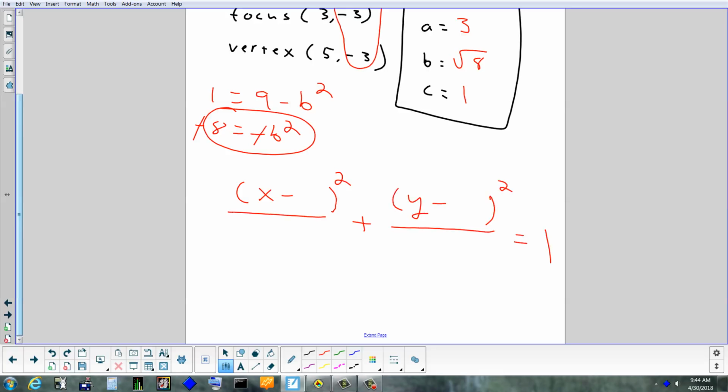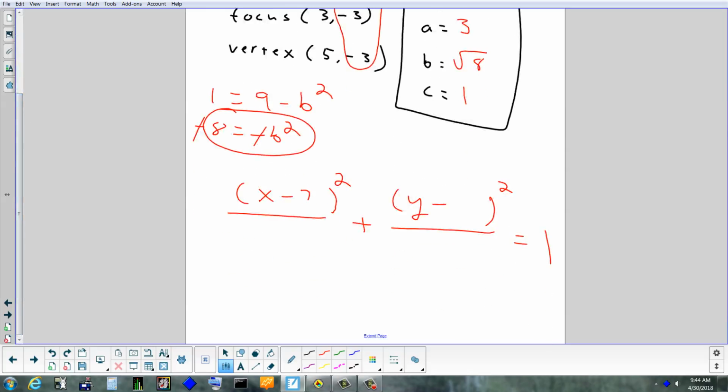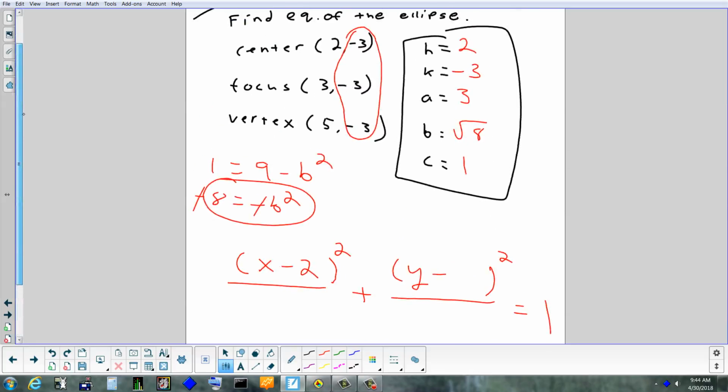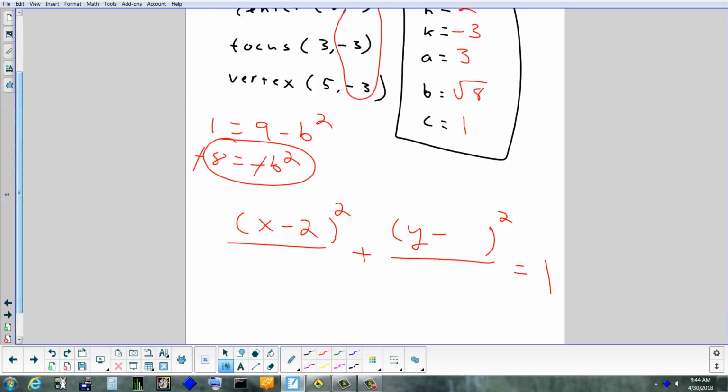Oops. I cannot write and talk at the same time. All right, so let's take a look. X minus h. H is 2. Y minus k. K is -3. So what's going to happen there? Yep. Y plus 3. And that's where you have to be careful. If I give you the equation and ask you to work backwards, some people say, oh, the center is 2, 3. No, it's 2, -3. So it's the number after the minus sign.